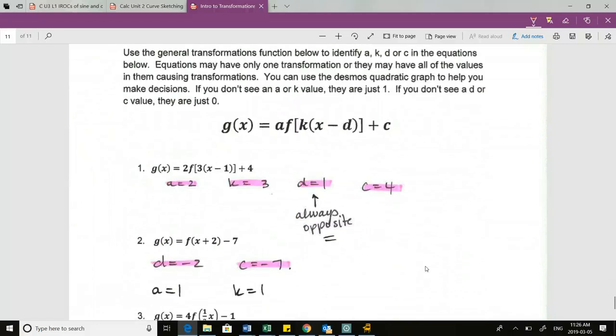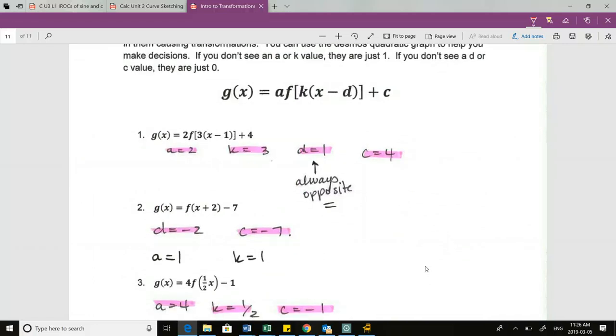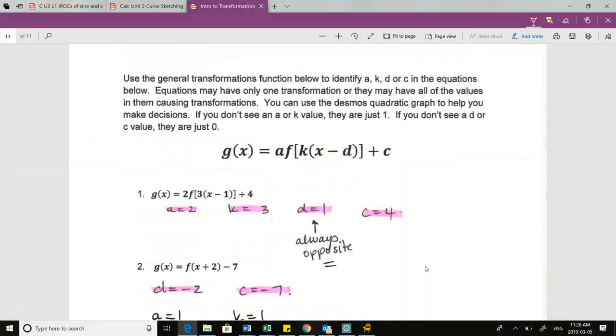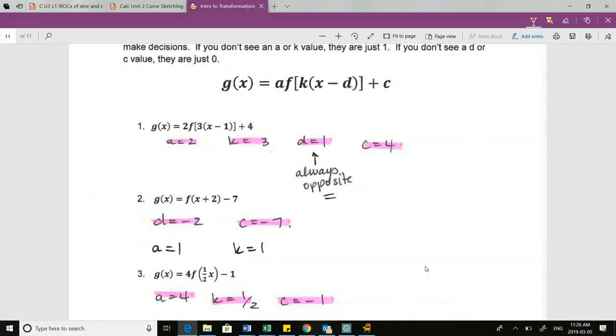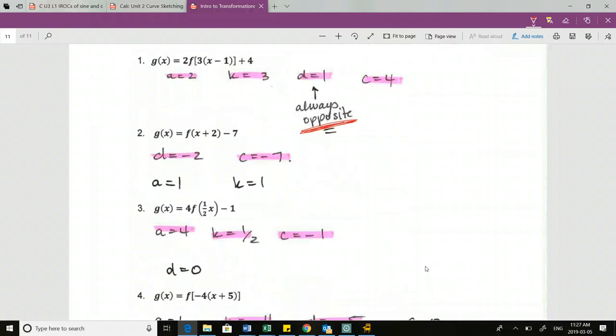Okay, so the last part was to identify A, K, D, and C in the equation. If you don't see A or K, they were just 1. If you didn't see a D or a C, they were zeros. So A should have been 2, K was 3, D positive 1. Remember that the D value always looks opposite of what it is in the equation. And C is 4. Okay, this one, you only really see a C and a D here. So D was negative 2, remembering that it's opposite of what it looks. C is negative 7, and then as the instruction said, if you don't see A and K, they're just 1.